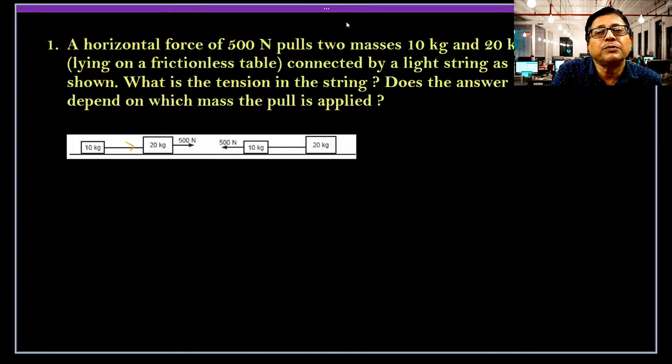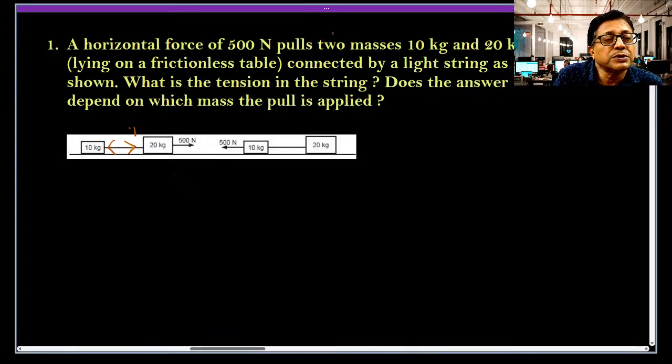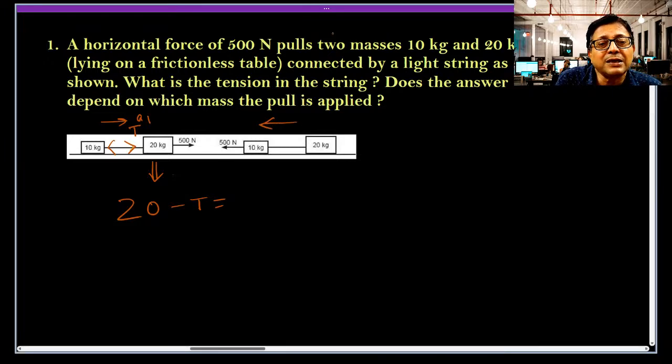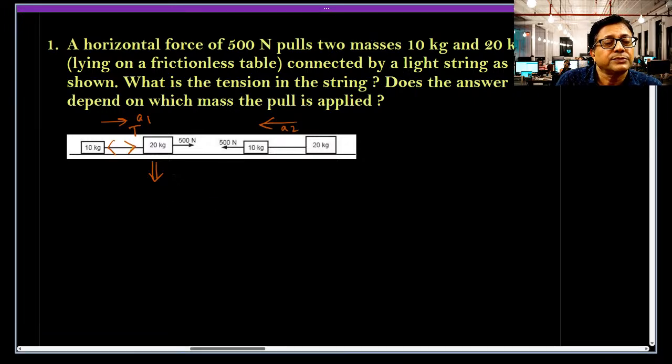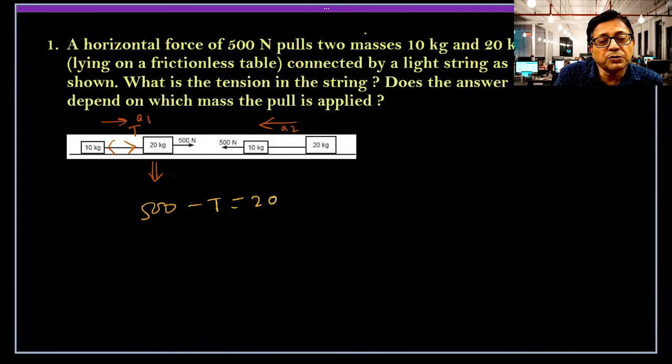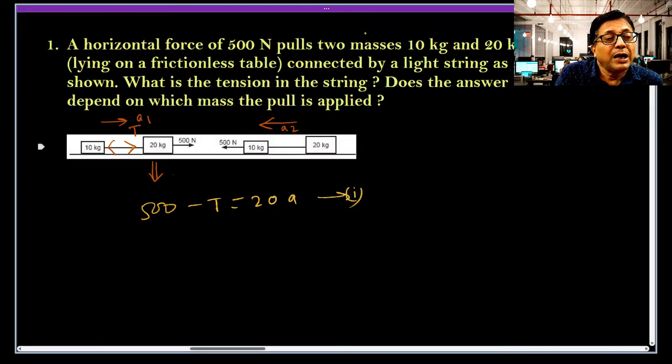For this one, tension will be acting forward for the 10 kg mass. For 20 kg, it will oppose. So write the equation of motion here. 20 minus T equal to... suppose in this case acceleration is a1 and here acceleration is a2. How to write the equation of motion here? For this one, 500 minus T equals 20a. No friction is there. And for this one, T is acting.